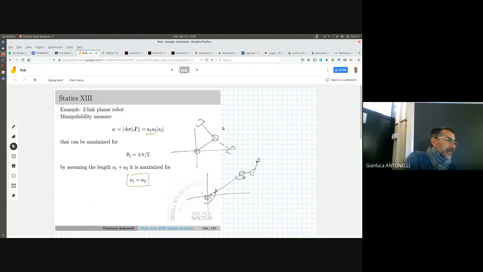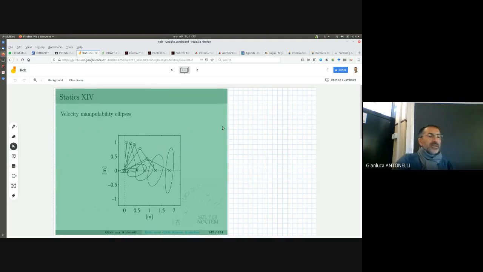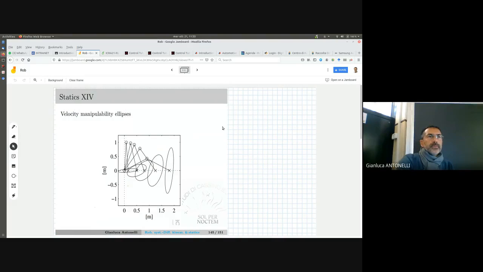Let me try to make a drawing now of my planar robot in order to visualize a little bit the concept that I'm telling you. Now, this is my ellipsoid. It's just translated to the end effector for a better visualization.